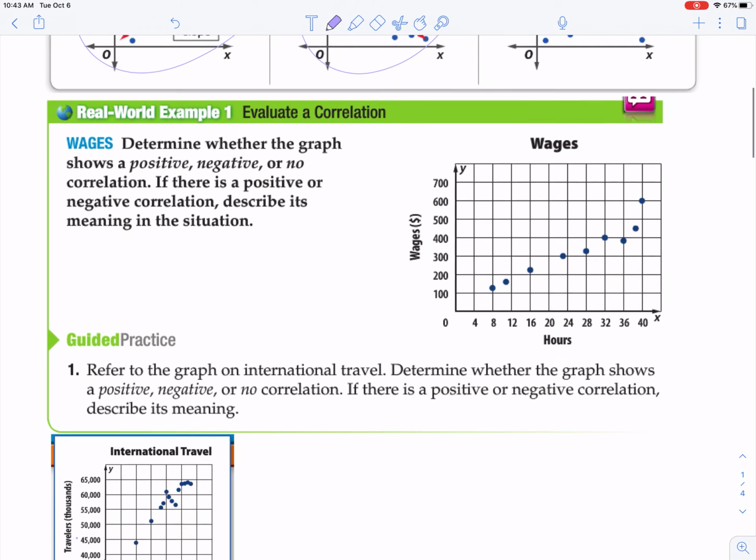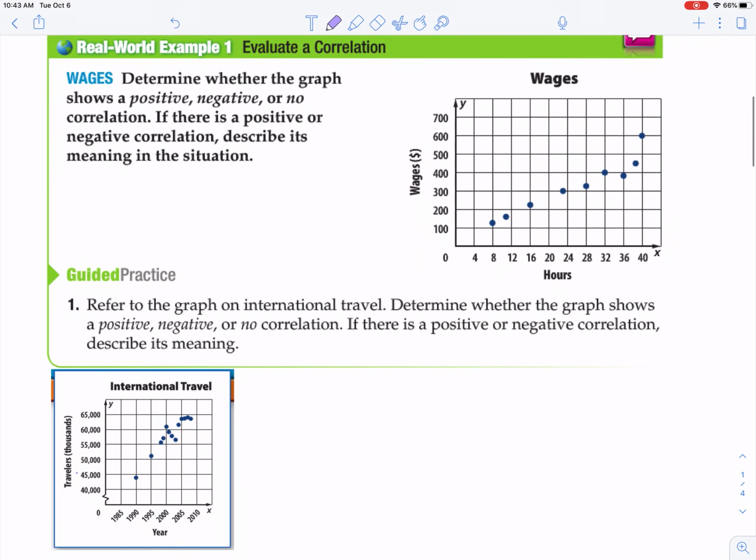So what we're going to do is we're going to be given some graphs, and they're going to say, tell me if it has a correlation. Well, do this. Try and draw a line. Can you draw a line? Then yes, it has a correlation. Since it's going up, this one has a positive correlation.